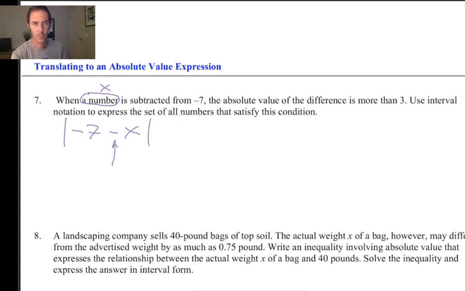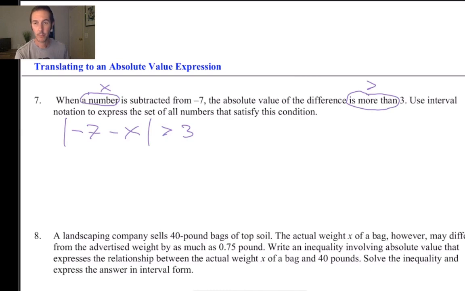When you subtract, if I asked you what's the difference between 3 and 5, you would say 2. How do you get that? 3 minus 5 is -2, but what's the absolute value of -2? It's 2, so you would say the difference between 3 and 5 is 2. And it's a difference because it's a subtraction problem. The absolute value of the difference is more than, so that's the greater than symbol, 3. So this is greater than 3.